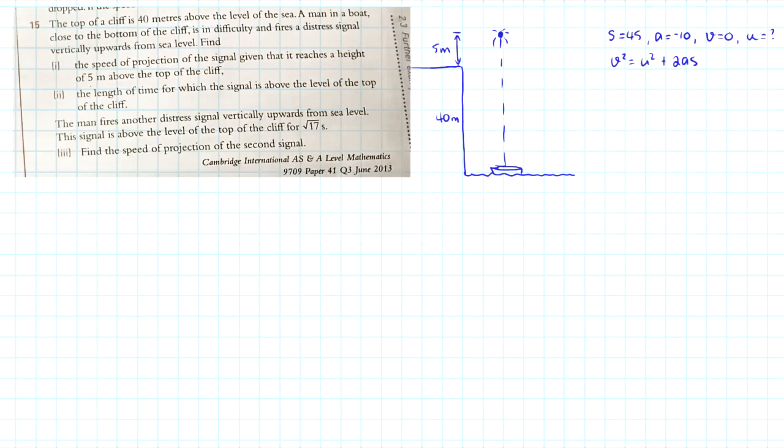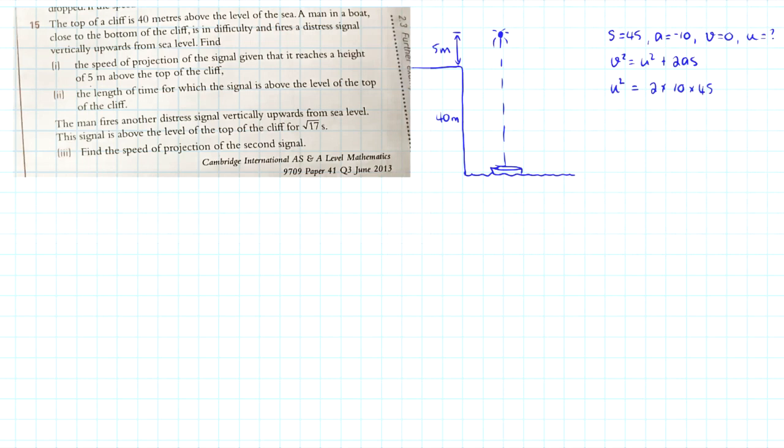All right, so we put in what we know. Well, V is 0. So let's leave the U squared where it is. Take the 2AS over to the other side, and we'll get 2 times negative 10 times 45, and because we took it over, the negative becomes a positive. 2 times 10 times 45.